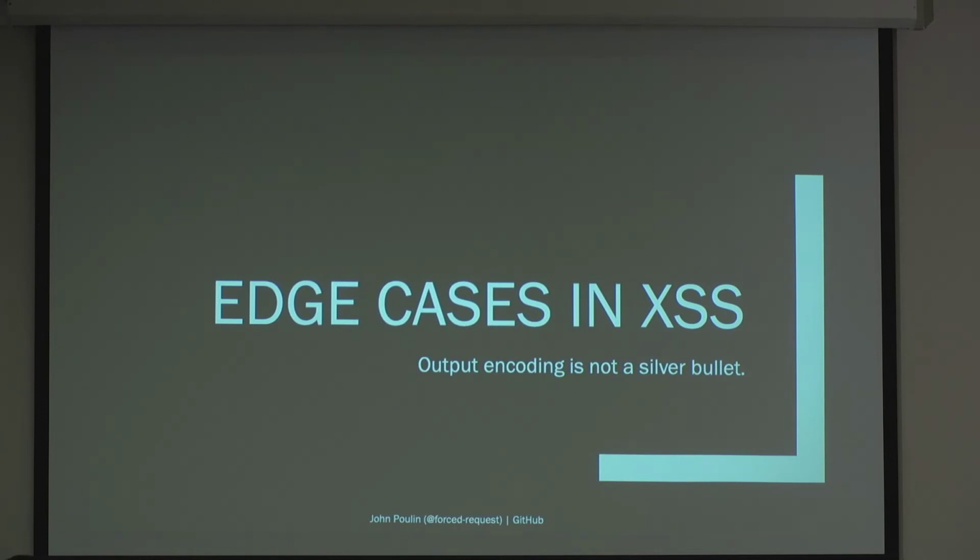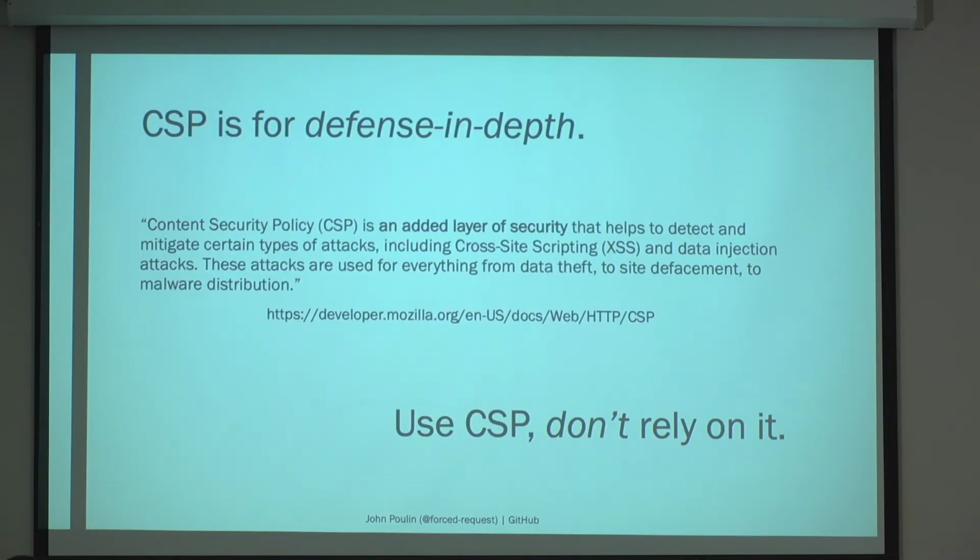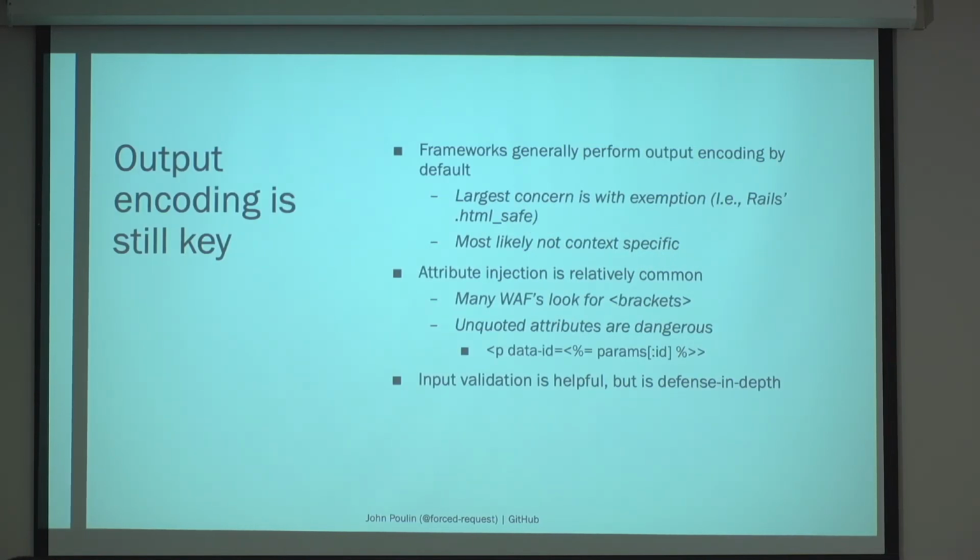All right. So CSP. This leads us to cross-site scripting. Edge cases and XSS. So CSP, which we just spent the last 5 or 10 minutes talking about, is really, in my opinion, only for defense in depth. If this is your primary mitigation strategy for cross-site scripting, it's not sufficient. In fact, if you look at the Mozilla documentation, they clearly say CSP is an added layer of security, right? So in so few words, that's saying a lot right there. So use CSP, spend the time to have a well-defined policy with exceptions. Don't rely on it. Output encoding is still key.